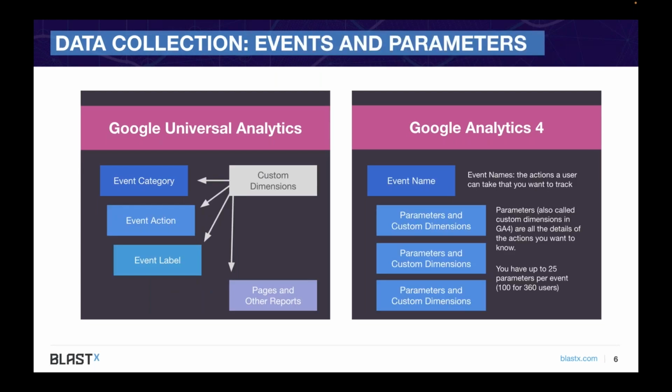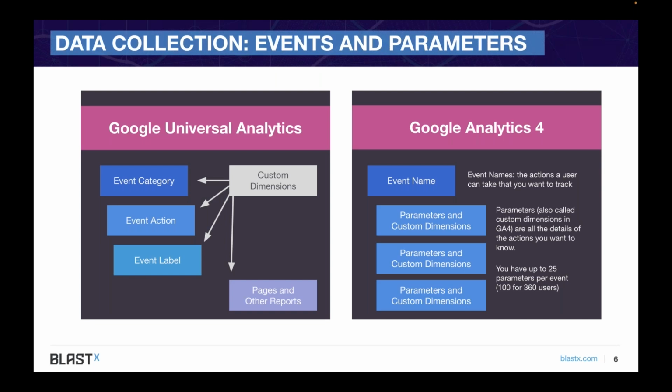So next, the other big difference here and big change is the event structure. In Google Analytics Universal, again, you guys are probably familiar with event category, action, and label. This allows you to say, I want these actions to go as the category and action, and this is information I want to be poured into the event label.